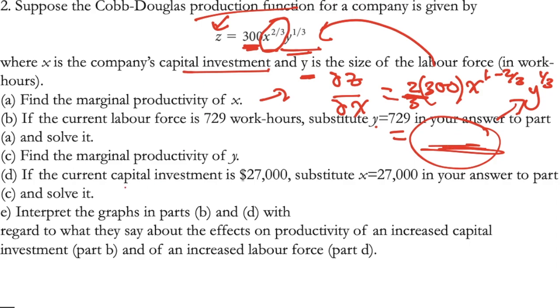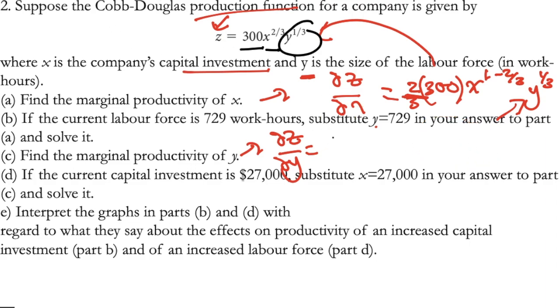Okay. Find the marginal productivity of Y. That means delta Z over delta Y. Okay. This means in this case, you hold 300 constant, you hold X to the power of 2/3 constant, but you differentiate Y to the power of 1/3. So here it becomes what? So let me erase the mess here.